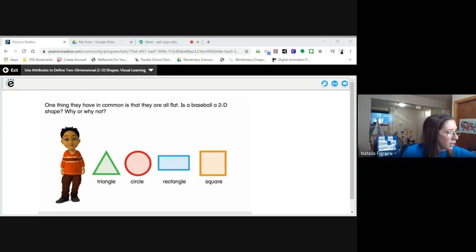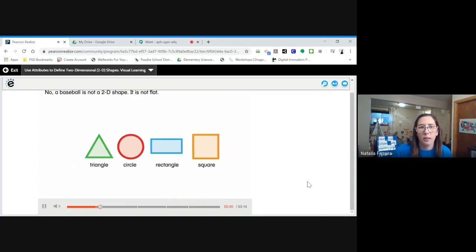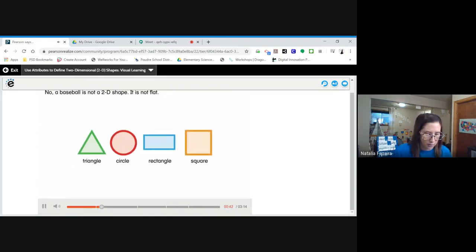So if I take a marker and I draw a triangle on my hand, this is flat. I can't see it if I'm holding it out. I can't see it until I show it to you on a flat surface like my hand. A baseball, you could see sticking out of my hand. A baseball is not a 2D shape. It's not flat.